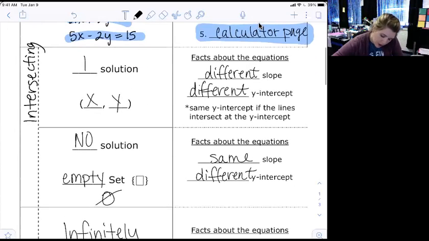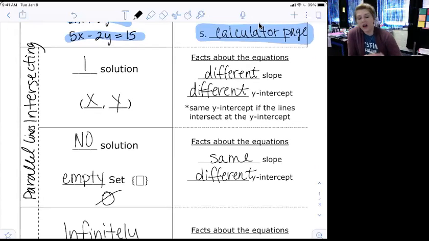Next, we have our parallel lines. Parallel lines do not have a solution. They are considered a no solution or an empty set. Main reason for that is because they will never touch. They have the same slope, but different y-intercepts.